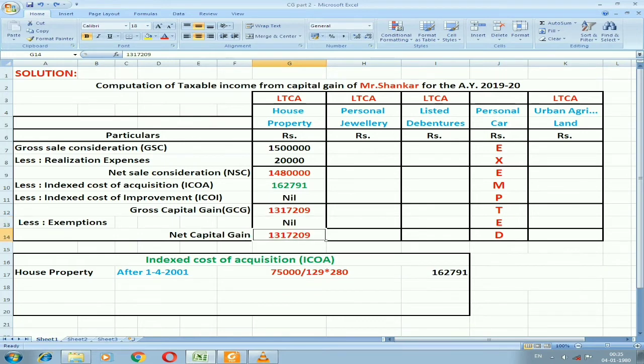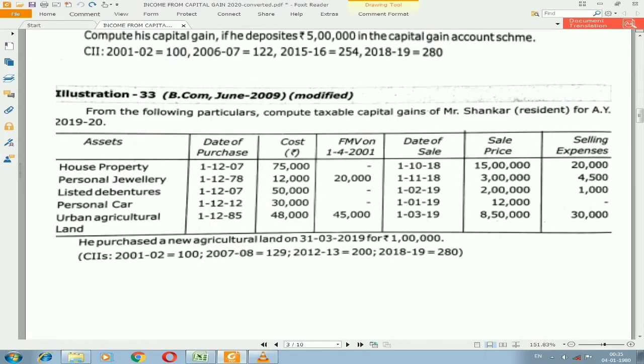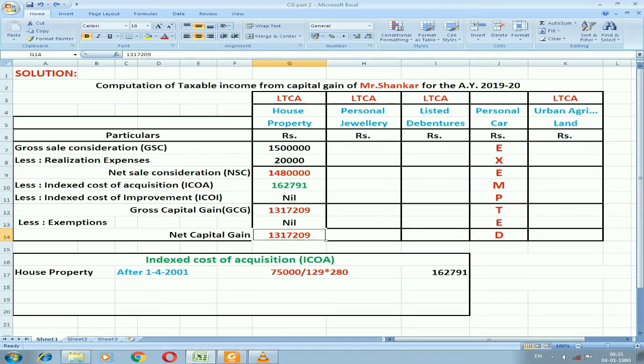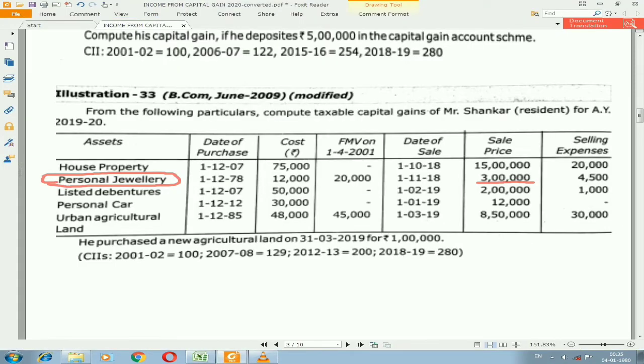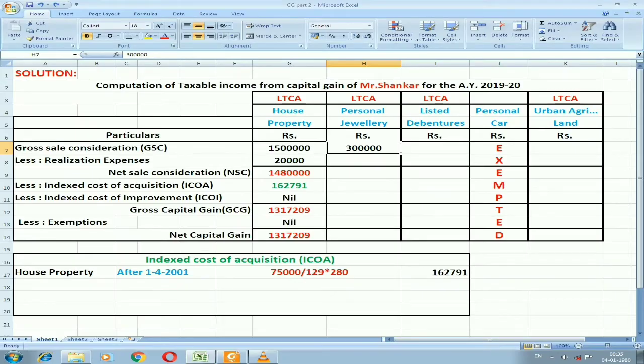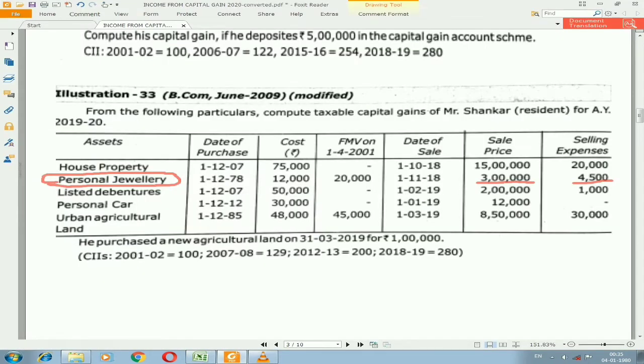Then let us go with the second asset, that is personal jewelry. First we always take the sale amount. The personal jewelry sales price is 3 lakh, and we also have selling expenses of rupees 4,500. So let us consider the sales price as 3 lakh. Then selling expenses 4,500, we need to deduct that amount. Then we'll get 2,95,500. Next we need to check the indexed cost of acquisition as it is a long-term capital asset.